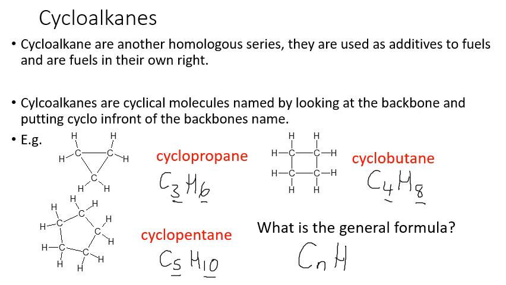Well, hopefully you realise that if I have 3 and I want to turn it into 6, then I'm doubling it. If I have 4 and I want to turn it into 8, then I'm doubling 4. And if I have 5 and turn it into 10, I'm doubling 5. So really what we're doing is multiplying the value of N by 2. So CnH2n is the general formula of the cycloalkanes.